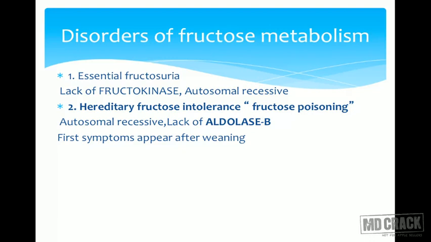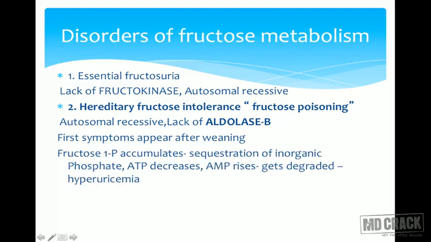Once the baby is weaned, the symptoms start appearing. Okay, so the first symptom starts appearing after weaning. Fructose 1-phosphate accumulates, and there is sequestration of the inorganic phosphate. ATP decreases, AMP rises, adenosine monophosphate levels rise. So what? The body starts degrading AMP. When any nucleotide is degraded, what is the end product? It leads to uric acid formation. So finally, it will lead to hyperuricemia and its problems.